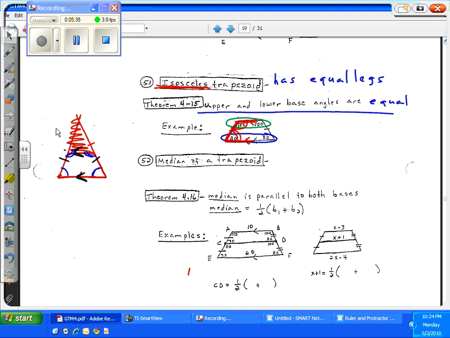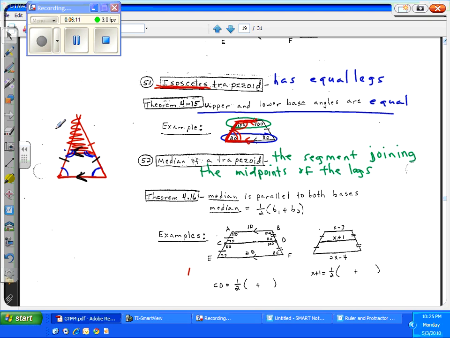We define the median of a trapezoid. We'll define it again. It is the segment joining the midpoints of the legs. So a median of a trapezoid is the segment joining the midpoints of the legs of the trapezoid.